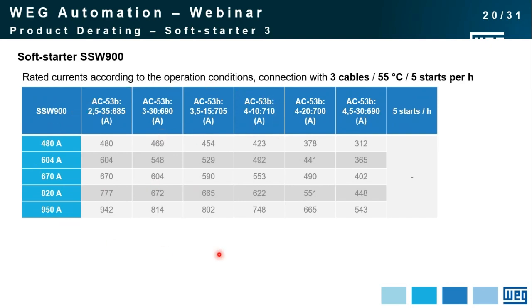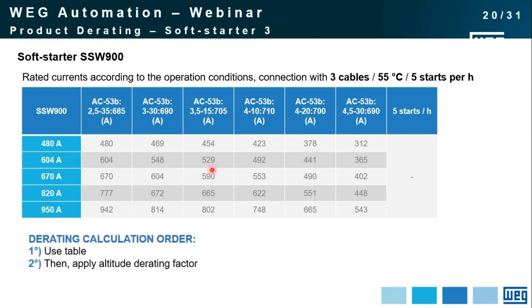Now that we have learned how to select the current according to the application, how do I make the full derating of a soft starter considering temperature and altitude? So first, use this sort of table that's available in our technical materials, in the user manual of this product, and then you apply the altitude derating factor. In case you have other sort of connections, for example, inside the delta, other temperatures, or other numbers of starts per hour, just check our documentation as well. We have tables for several applications.